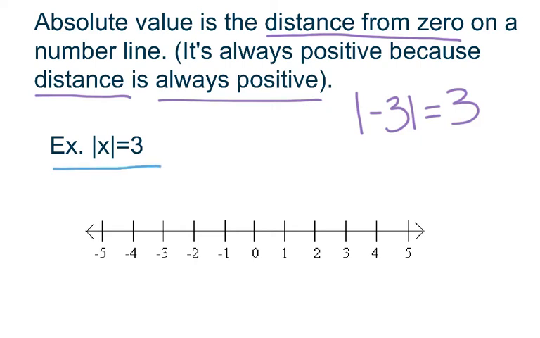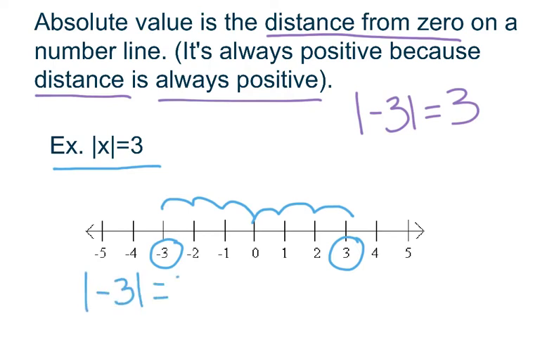If we had an absolute value equation like this, we're saying the absolute value of x equals 3. However, since we're talking about distance, we don't know if that means from 0 to the right is 3 or from 0 to the left is 3. So see if you can see what I'm saying. The absolute value of -3 equals 3 because there's 3 units from -3 to 0. And the absolute value of +3 is 3 because there's 3 units from +3 to 0.